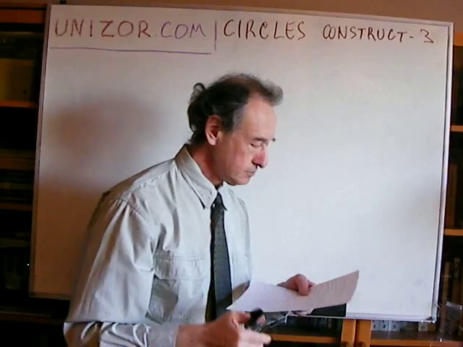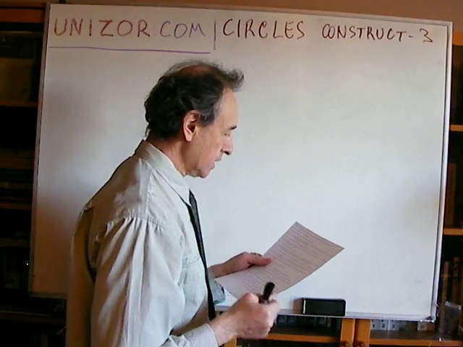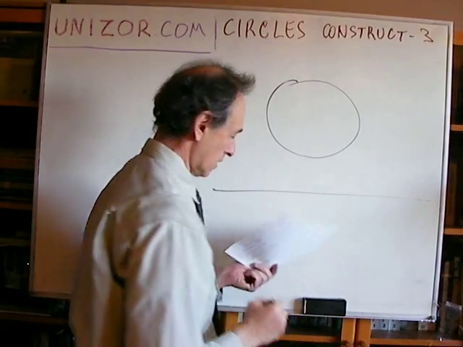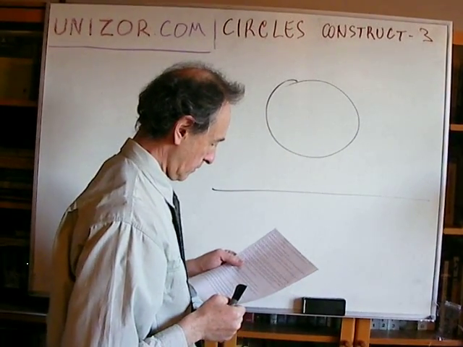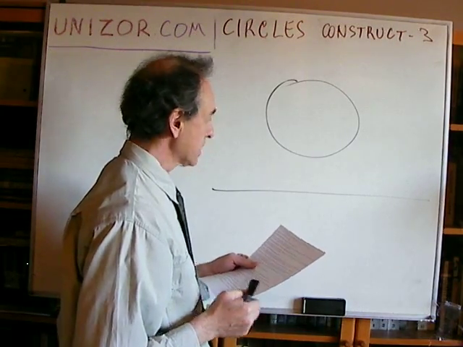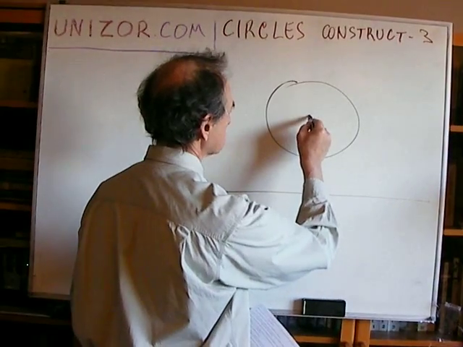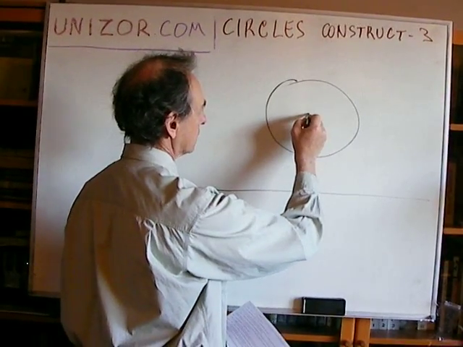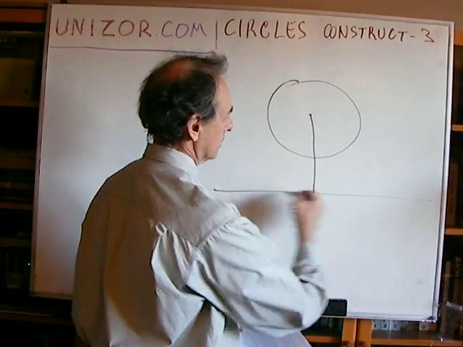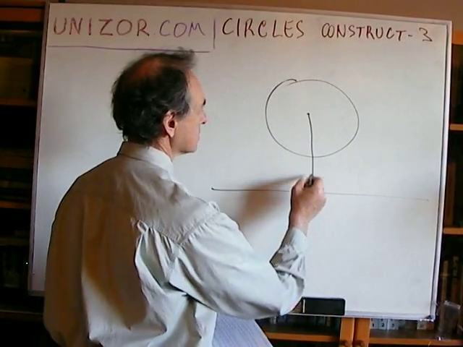Next. Given a straight line and a circle not intersecting with it. Straight line and a circle. Find a point on the line closest to the circle. Well, intuitively, it's obvious that the point which is closest is found if you connect the center with a perpendicular line to the given line. So this point is on the shortest distance from the circle.